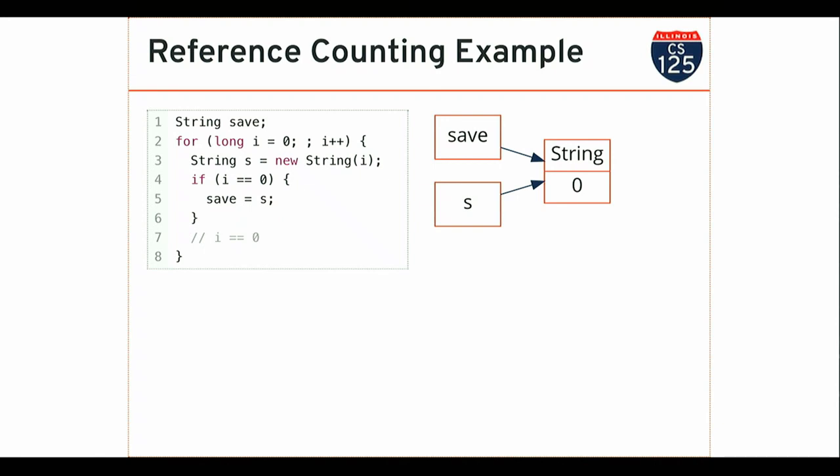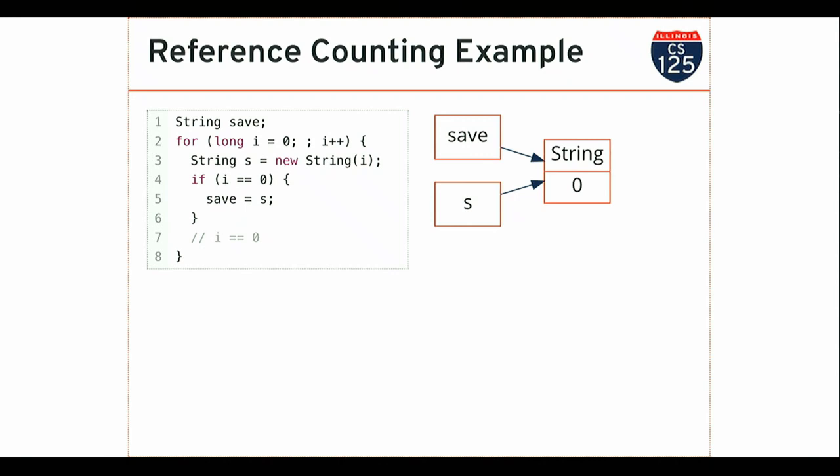And you'll note, the reason why this is this way is because I put this little if statement inside the loop. The if statement says, the first time I go through the loop, I have a reference that I save outside of the loop. And this is really important, because this is going to make this string special, okay?